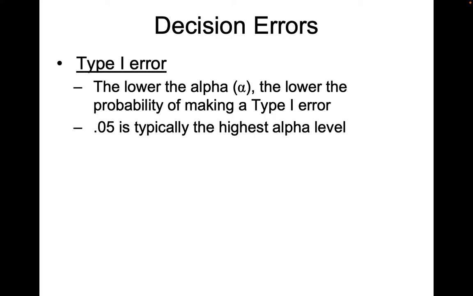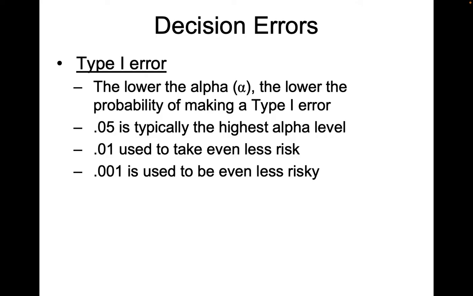0.05 is typically the highest alpha level that we set in the social sciences. We could also use that other conventional level of significance of 0.01, and that would be used to take even less risk of making a type 1 error. 0.001 is used to be even less risky.